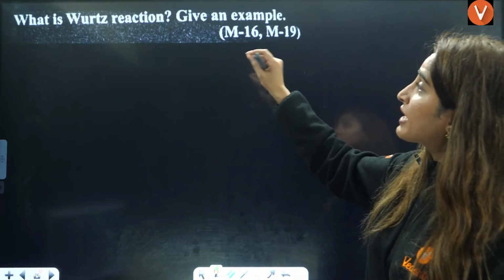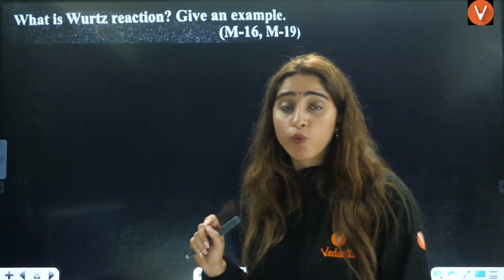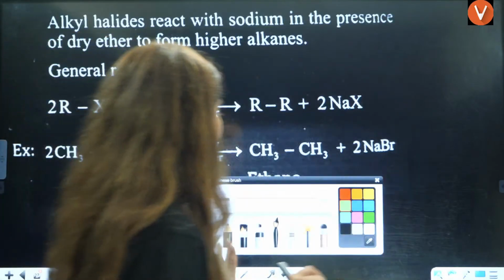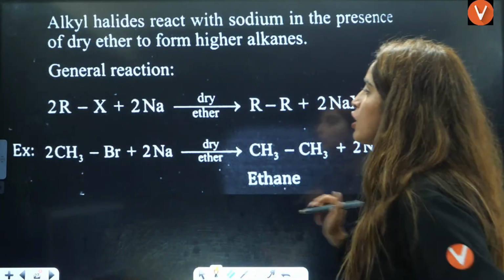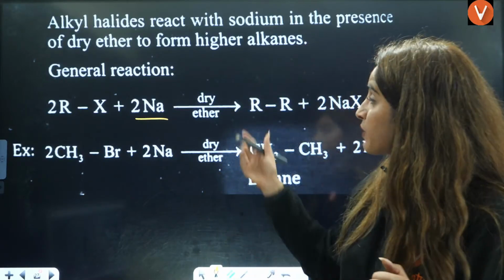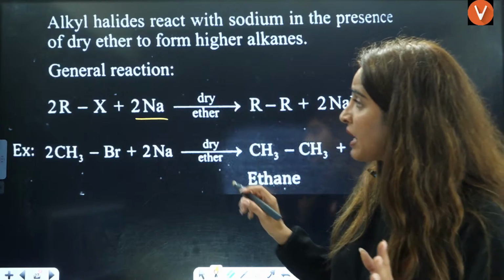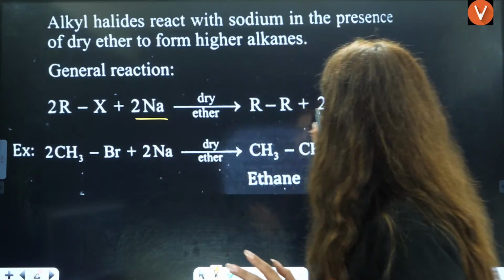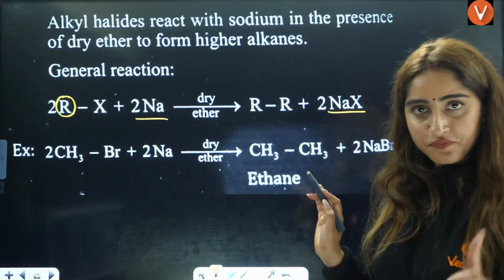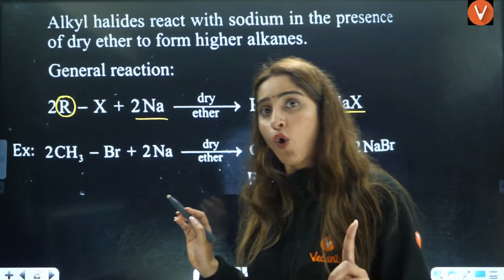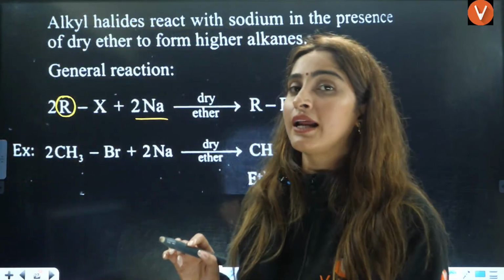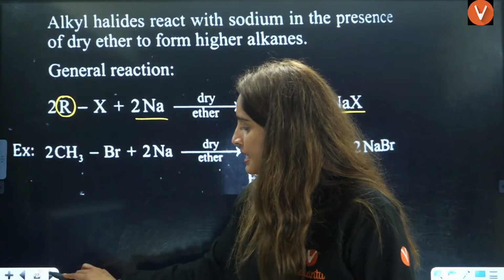What is the Wurtz reaction? Give an example. What is Wurtz reaction? You have 2 alkyl halides in the presence of sodium and dry ether, because sodium is very reactive. That's why you're using dry ether here. Now what will happen? NaX will be eliminated and you will have the formation of R-R here. And in Wurtz reaction, you always have the formation of symmetrical alkanes. Unsymmetrical alkanes are not obtained here, right?